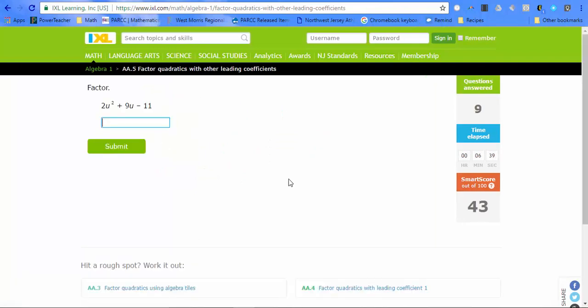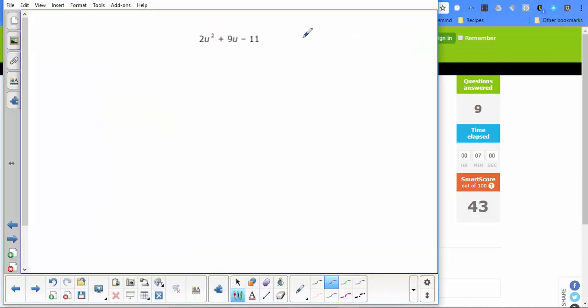Submit. So the next problem IXL gives us is 2u squared plus 9u minus 11. Our first step, 2 times negative 11 is negative 22. So now we're looking for two numbers that multiply to negative 22 and combine to positive 9. Because the 22 is negative, I'm going to have one positive number and one negative number. My factors of 22 are 1 and 22, 2 and 11. So with 2 and 11, if I make the 11 positive and the 2 negative, that'll give us positive 9.